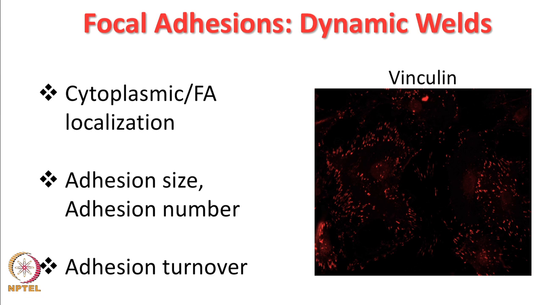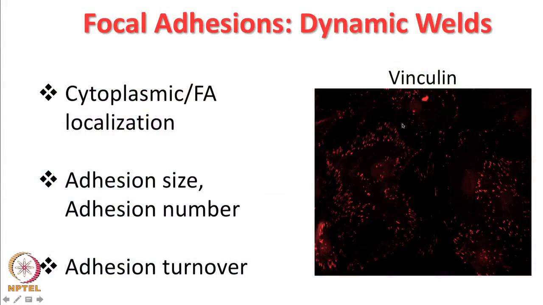So, in cells which are weakly adherent, for example, in immune cells which are continuously migrating, these adhesions are much less well developed and are much smaller in size. Later in the course we will touch upon how the dynamics of focal adhesion is achieved and what are the players which participate in these dynamics.